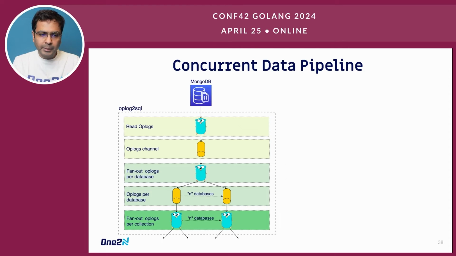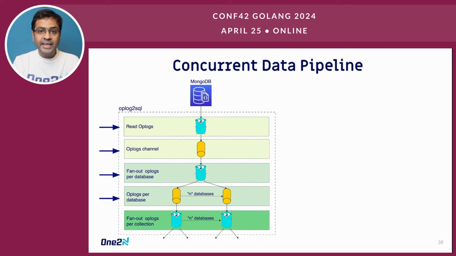We have a concurrent data pipeline. We've got MongoDB. The diagram was too huge to fit horizontally, so I had to fit it vertically. So we have MongoDB on top. Then we have this oplog to SQL program where we read the oplogs in a single go routine. We push them into a channel. On the receiving end, we have an orchestrator go routine, which is going to fan out per database.